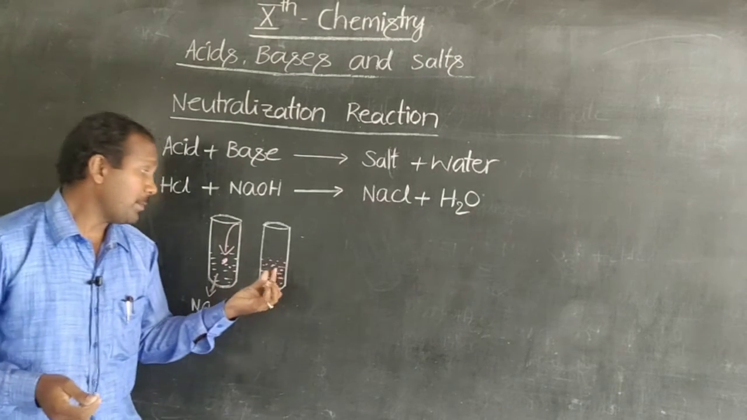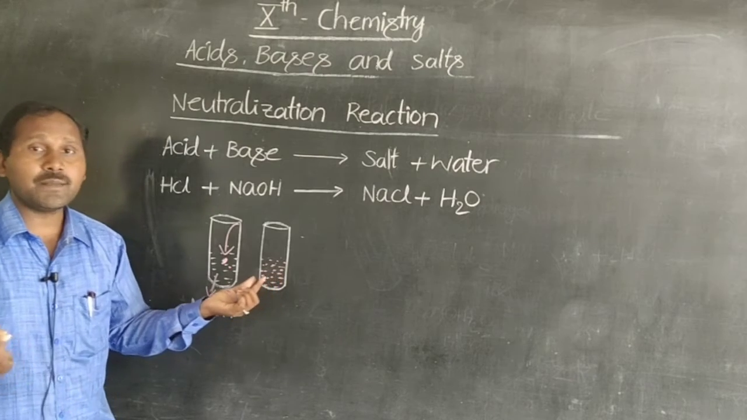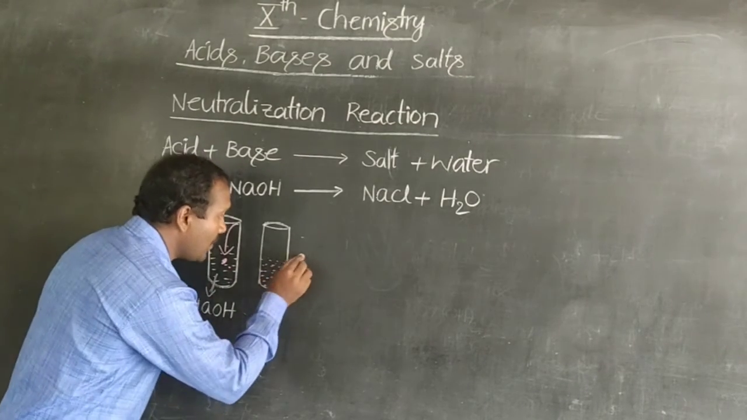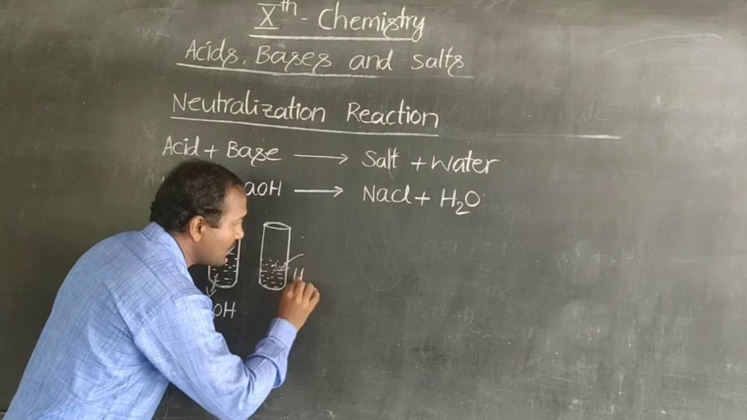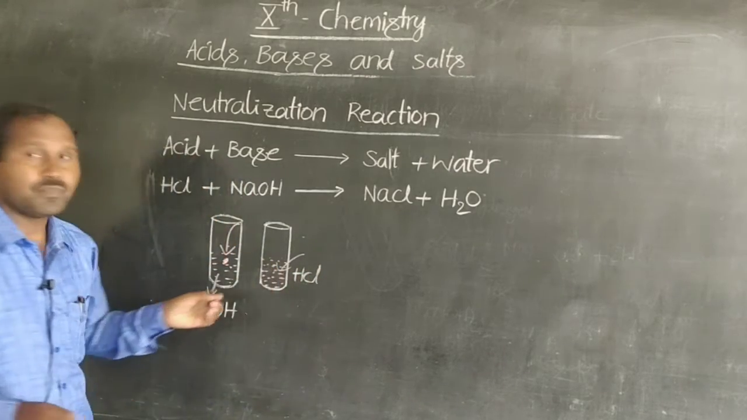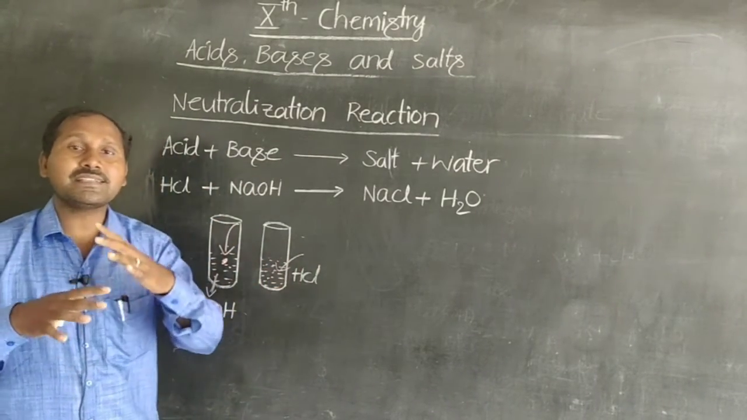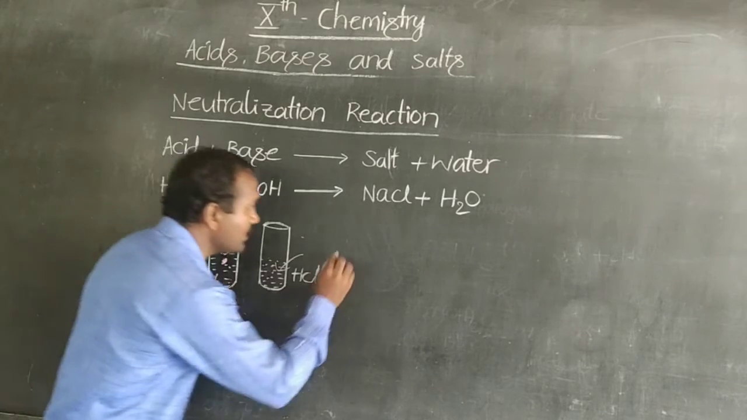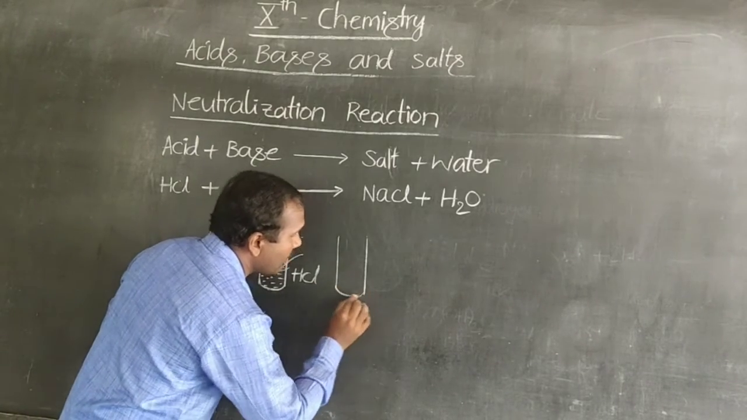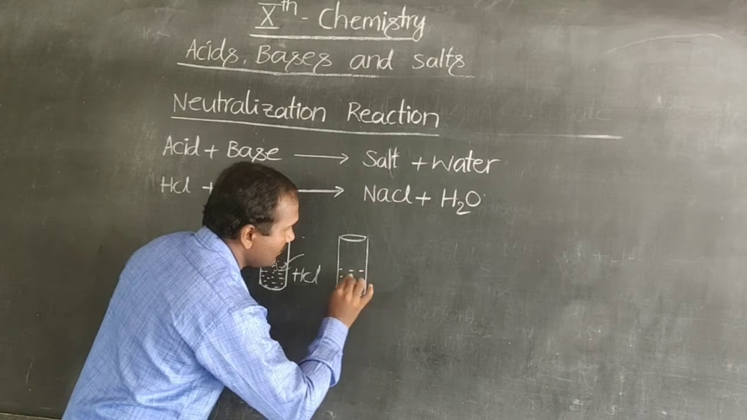When the pink solution is formed, and at that time you add a small amount of HCl solution in the beaker, the pink color disappears. A colorless solution is formed.